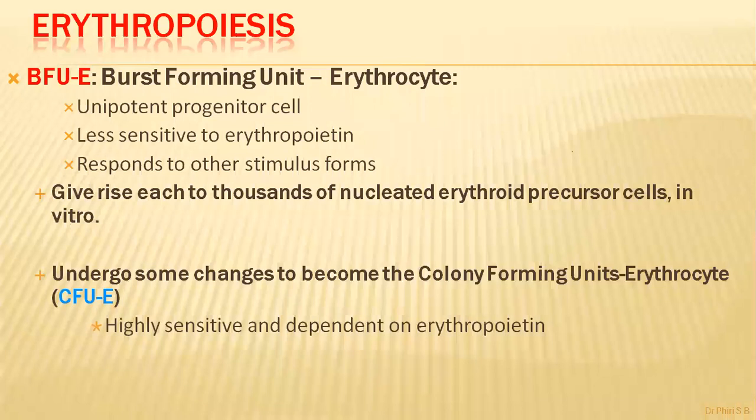They can undergo some changes to become colony-forming units. Once they become colony-forming units, it means these committed cells have gone into a cascade of differentiation that will become the red blood cell. So you have the colony-forming unit erythrocytes, and these will develop the receptors for erythropoietin. Once erythropoietin is produced by the kidneys and the liver, it will bind to the receptors of these particular cells, and then they can differentiate into red blood cells.